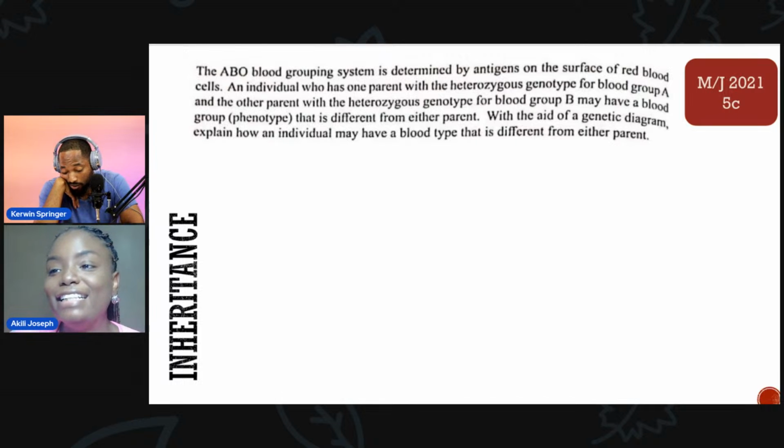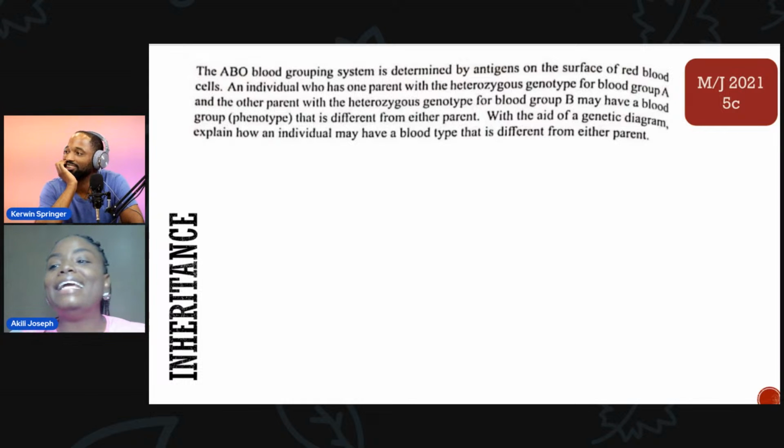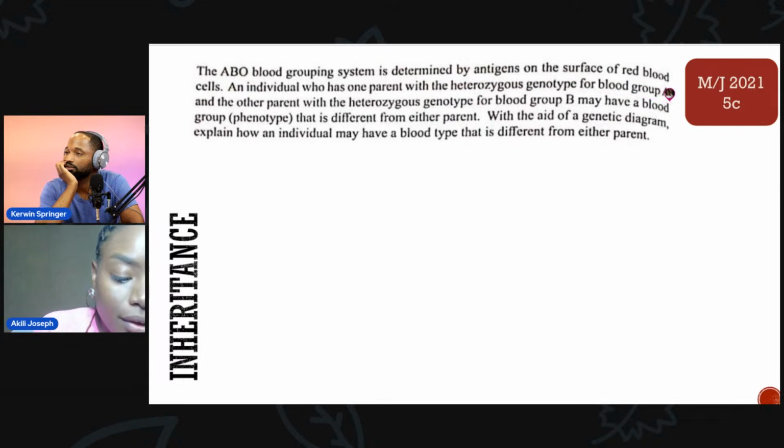So again, these are where certain terms in the question have importance, right? It is possible for two parents with particular blood types to have a child that has a very different blood type from either of them. It's not that infidelity occurred, but it is a genetic possibility, right? So the first thing we're going to look at is that they say one parent is heterozygous for the genotype of being blood group A.